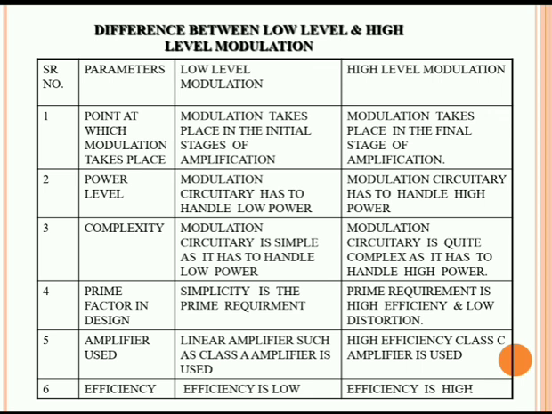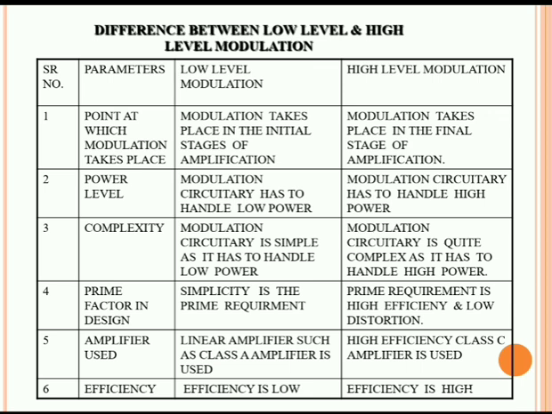The power levels: the low level modulation circuitry has to handle low powers. In the high level it has to handle the high powers, because we increase the power of the particular signal before transmitting it to the channel. The complexity: the modulation circuitry is simple as it has to handle the low power in the low level modulation, but it is complex in the high level modulation because we have to increase the power. So we use vacuum tube amplifiers and the bulkiness of that particular circuit increases, and it is a bit more complex circuit than the low level modulation circuit.